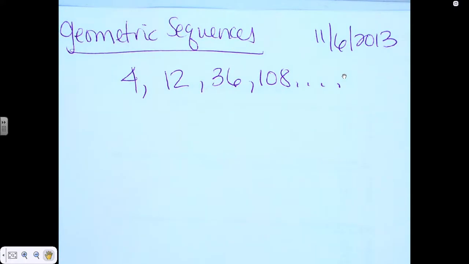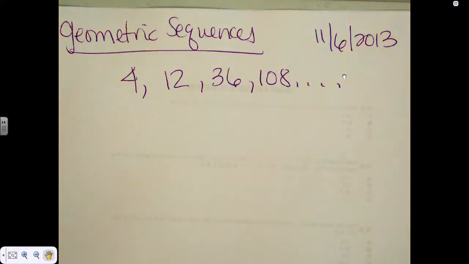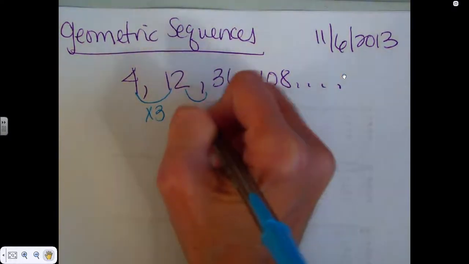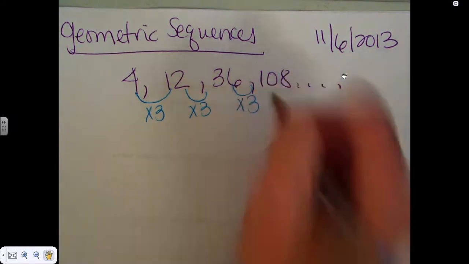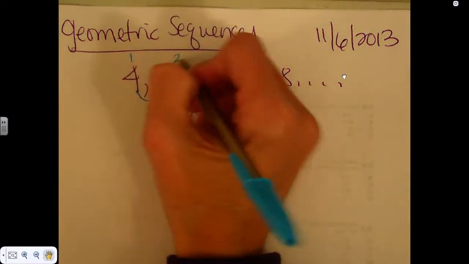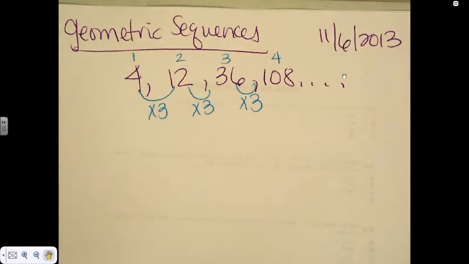Just like yesterday, we're going to look to see how we go from one term to the next. In an arithmetic sequence, you have a common difference. In a geometric sequence, which we talked about, it's going to be an exponential, which means I have a common multiplier. So to go from one term to the next, I'm multiplying by 3. And again, this is my first term, second, third, fourth, and so on.